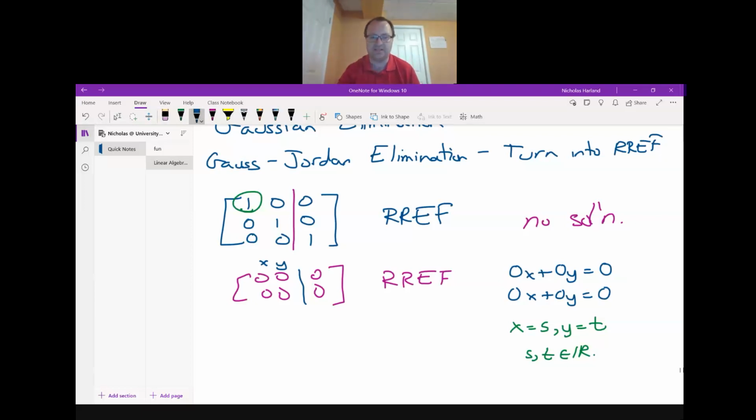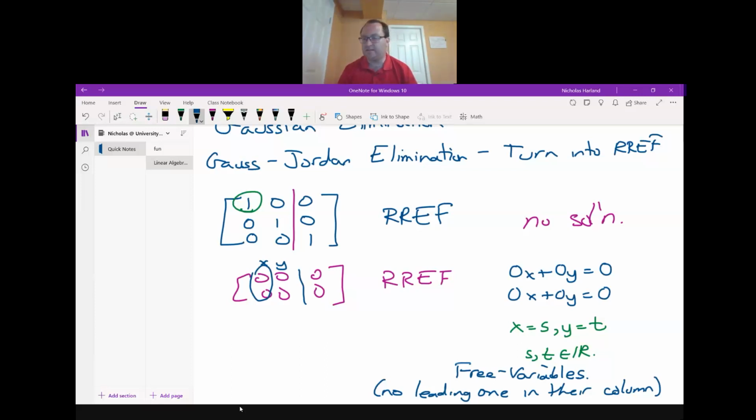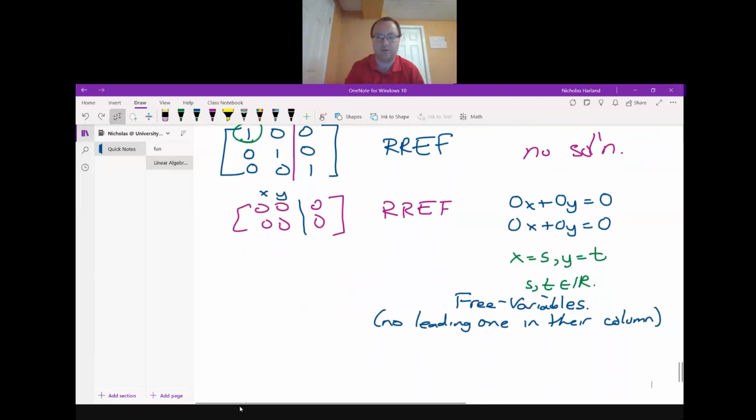So we're going to call these things, the x and y, free variables. They are free to be anything. And the reason that happened was that there was no leading one in the column for x. There was no leading one in the column for x, and so it could be free. There was no leading one in the column for y, so it could be free as well. They were free to be anything.